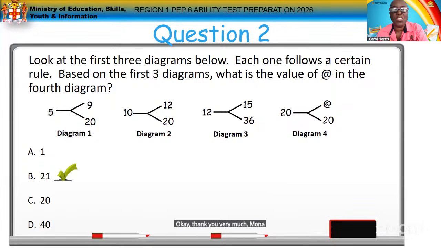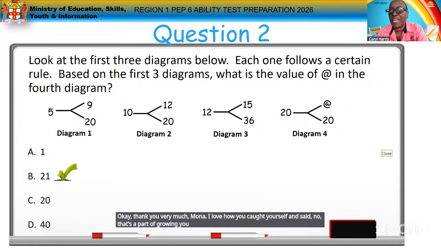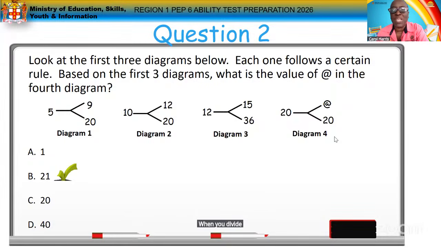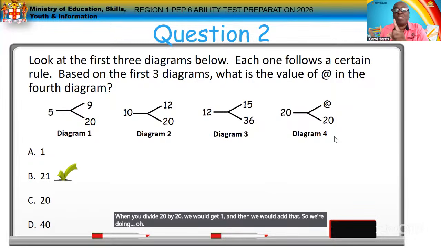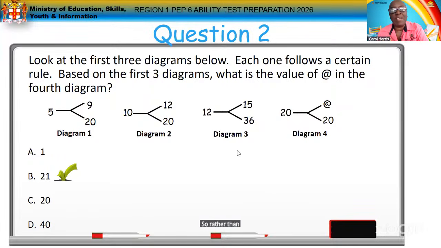I love how you caught yourself and said, no, that's a part of growing. You pick up your mistake and you correct yourself. Indeed, you divide to obtain that. When you divide 20 by 20, we would get 1 and then we would add that. So this time we're doing the reverse operations. We're doing the inverse operations in order to arrive at our answer. Very good thinking. You've done well on that one. So rather than add and then multiply, this time we have to divide and then add.